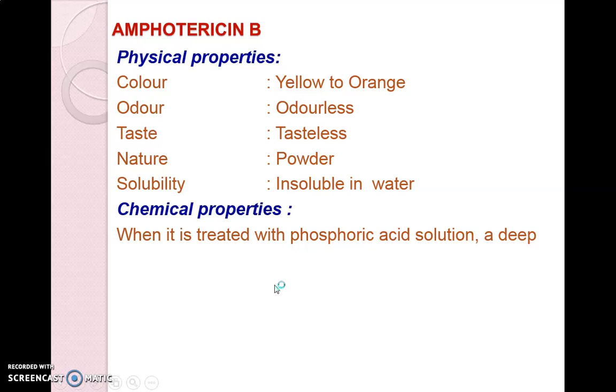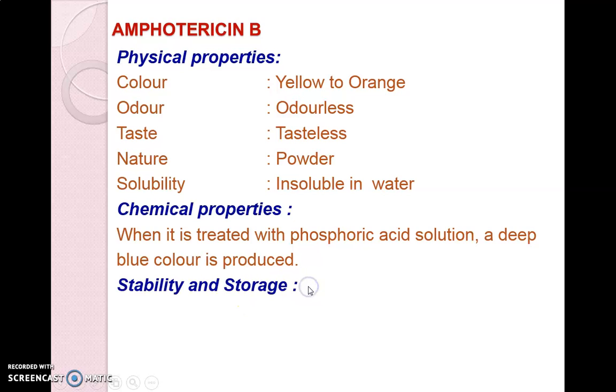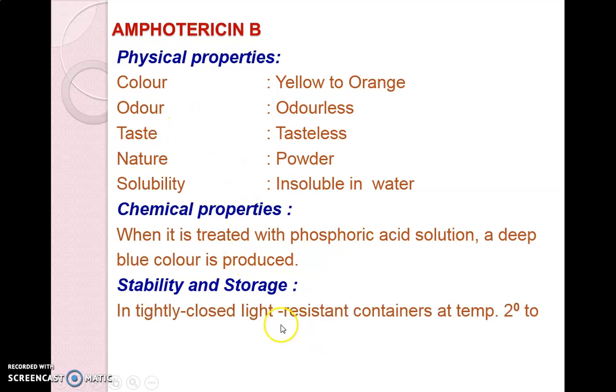If you are dealing with the chemical properties of amphotericin B, when it is treated with phosphoric acid, a deep blue color is produced, and that is the identification test, or chemical test, for amphotericin B. Stability: it is stored in a tightly closed, light-resistant container, at a temperature between 2 to 10 degrees Celsius. So it should be stored at cold temperature, and the container should again be light resistant.